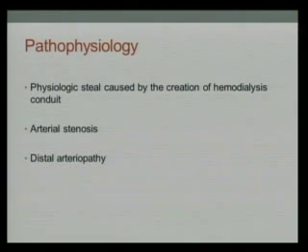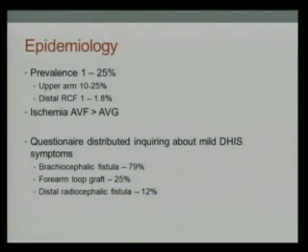You can have a situation where there's not enough flow going to that limb, and an additional problem could be that there's an arterial stenosis, either proximal or distal to the anastomosis, or you have diffuse arterial disease. The prevalence is thought to be 1 to 25%, and in the upper arm, because the brachial artery has so much higher flow, it's much more common with brachial artery accesses. Distal radiocephalic, not so common, maybe 2%.